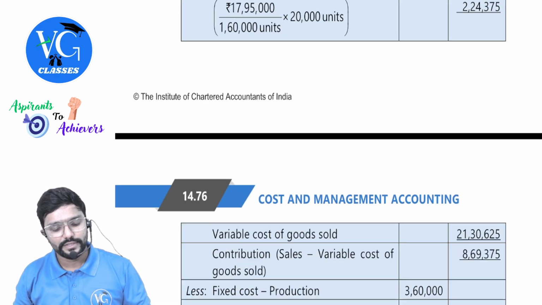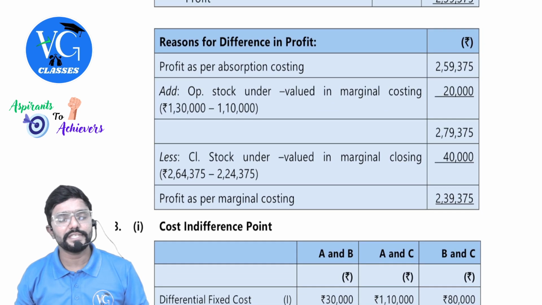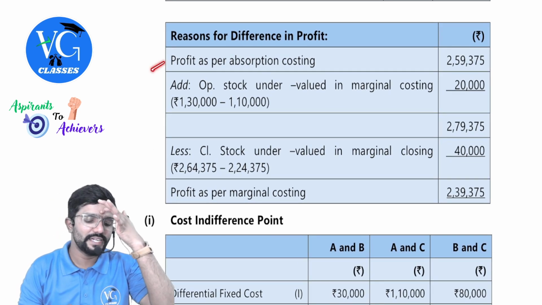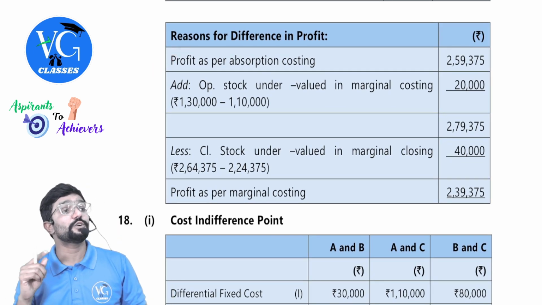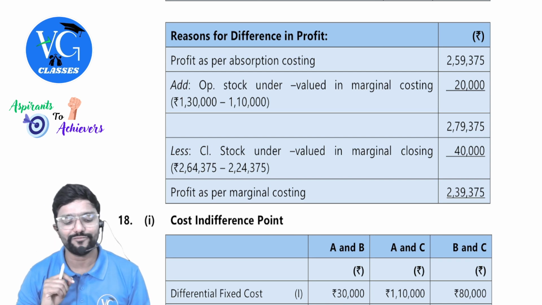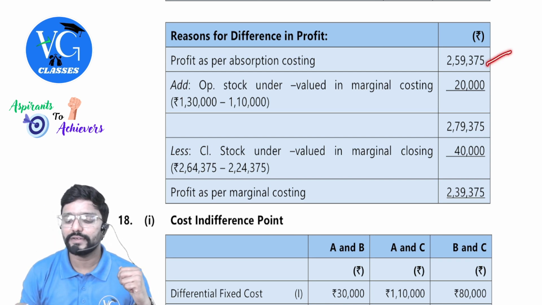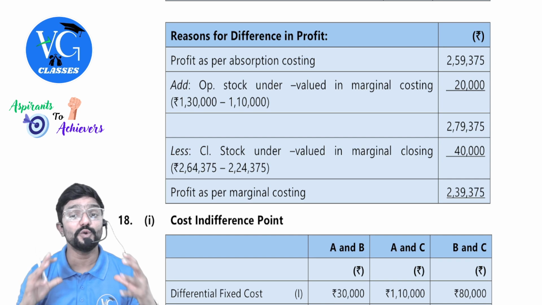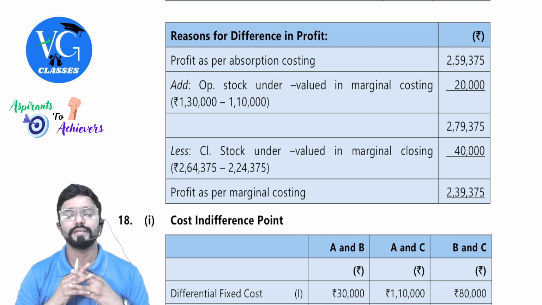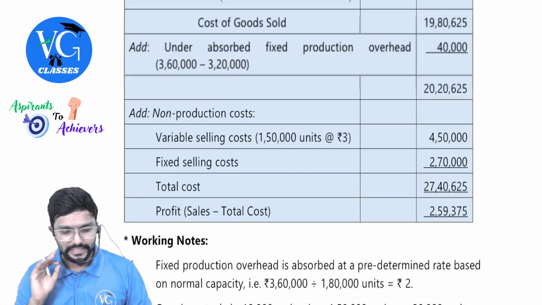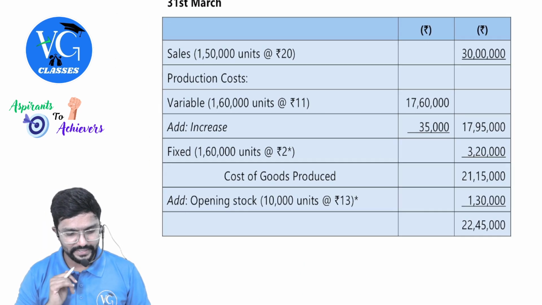Yes. Sure. They have done reconciliation. Reasons for differences in profit. It is just like a reconciliation, like how we used to do costing profit and financial profit. Same way. Absorption costing they have taken as a base. 2 lakh 59,375. Now check. Opening stock, guys. Come on. One by one. Quickly.